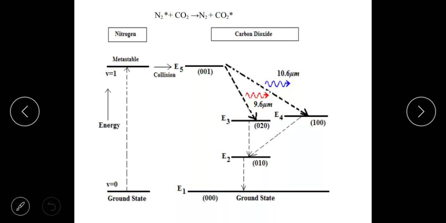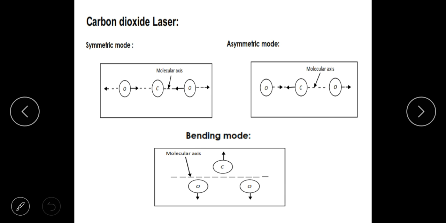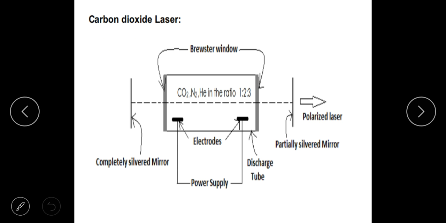Okay. Let's now understand how this carbon dioxide laser works. Let's go back with this energy level diagram in mind. We will now go back to the setup once again. This is how the setup is. This is the power supply.